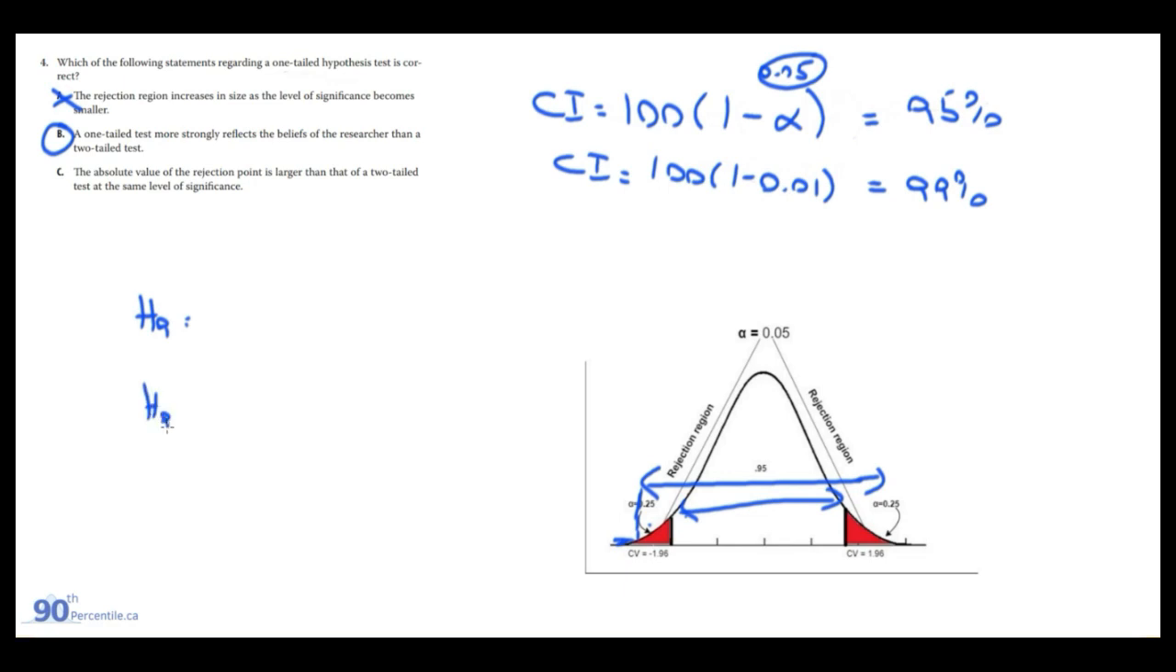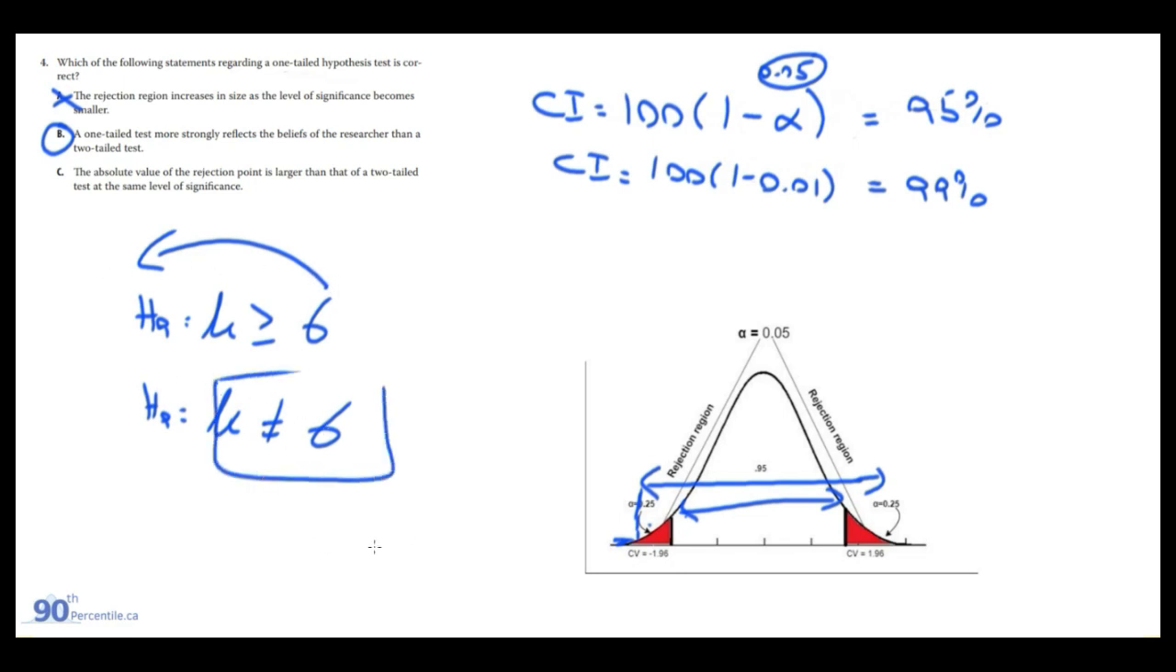Take two alternative hypotheses. One is that the mean is greater than or equal to 6, and the other alternative is that the mean is not equal to 6. Here, we're not worried about the values being less than 6. We're pretty much being confident that it's not less than 6, whereas here, it could be anything.